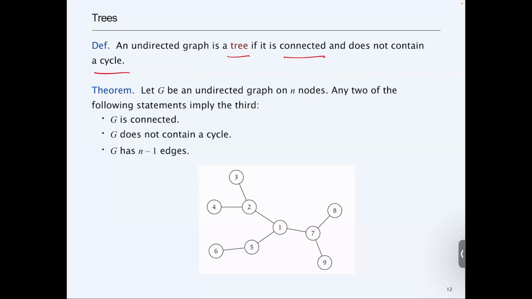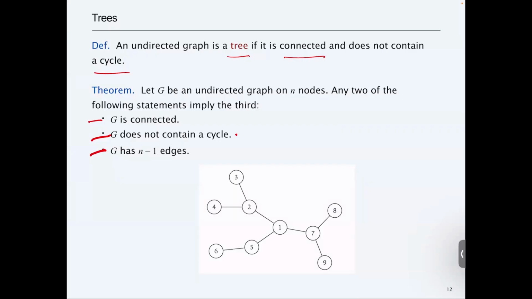The theorem that we see on this slide is actually a very important theorem. For any undirected graph on n vertices, any two that you pick will immediately imply the third. The three statements are: G is connected, the graph has no cycles, and the graph has exactly n minus 1 edges.